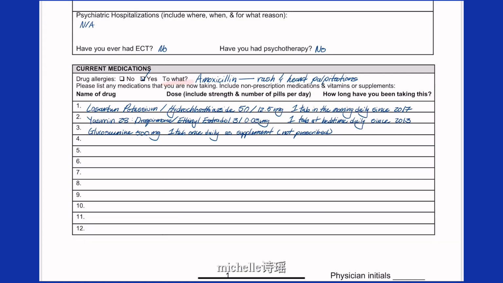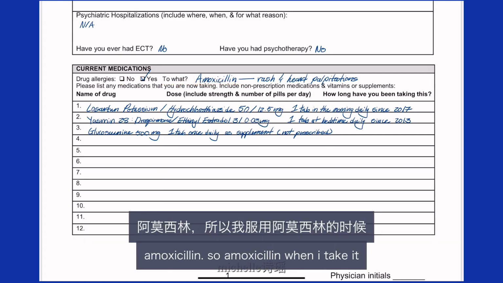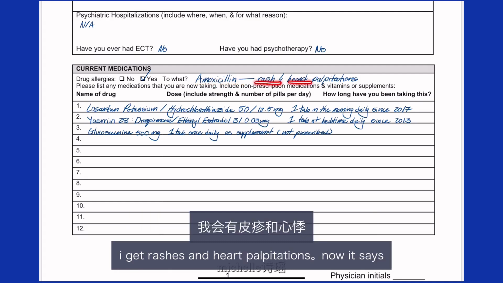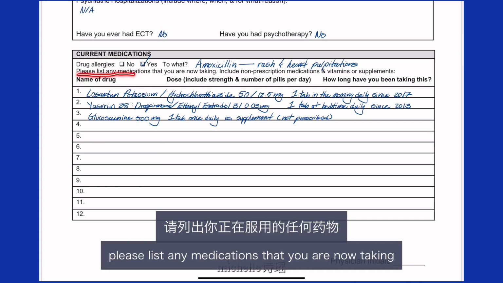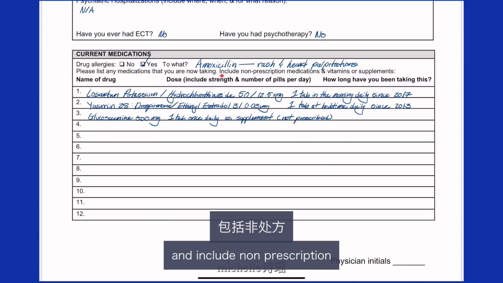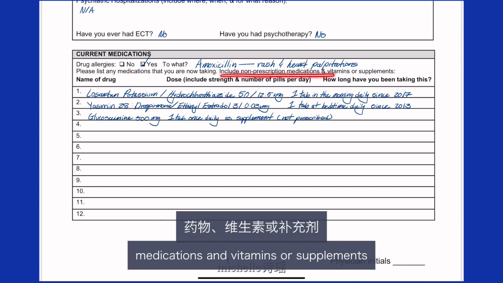To what? Amoxicillin. So amoxicillin, when I take it, I get rashes and heart palpitations. Now it says, please list any medications that you are now taking and include non-prescription medications and vitamins or supplements.